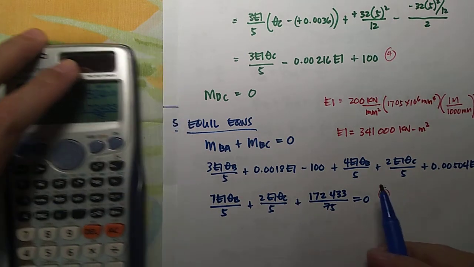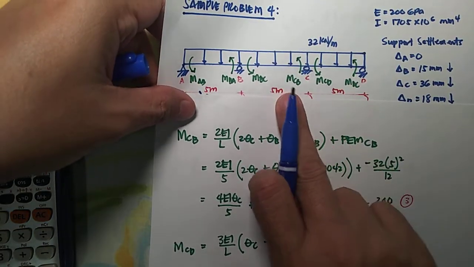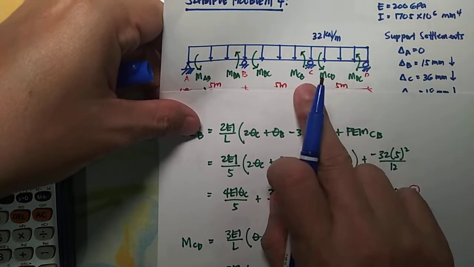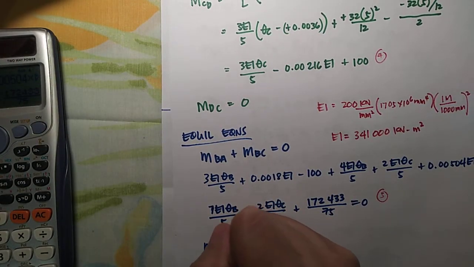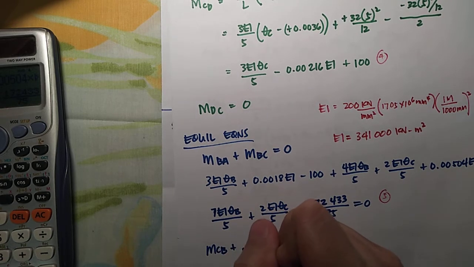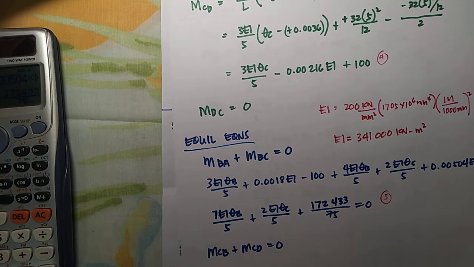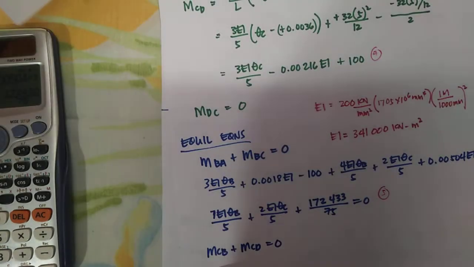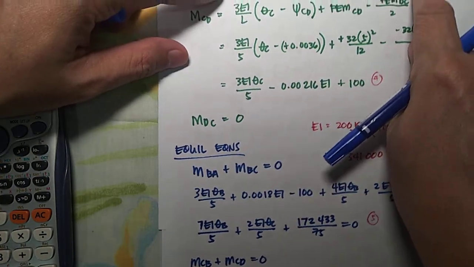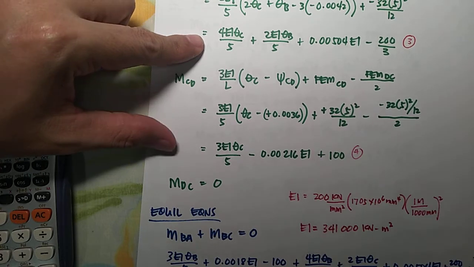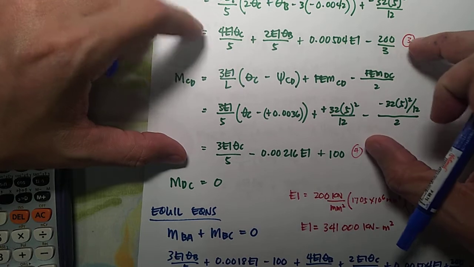So ano pa yung another equilibrium equation? Diba yung moment din sa C, MCB tsaka MCD parehas yun. I mean, pag inadd mo silang dalawa, dapat 0 yung moment nun. MCB plus MCD when added should be equal to 0. Ano yung MCB? MCB is ito. Ito yung number 3 equation. Tapos yung MCD yung 4th equation. So i-add ko yung 3 and 4.